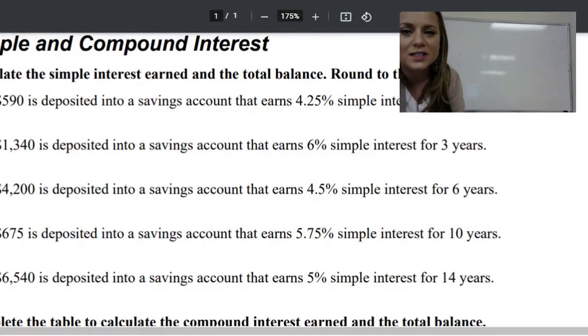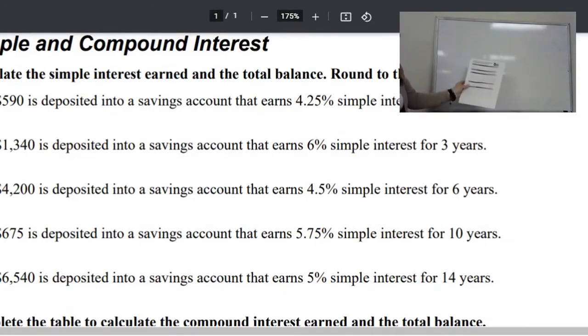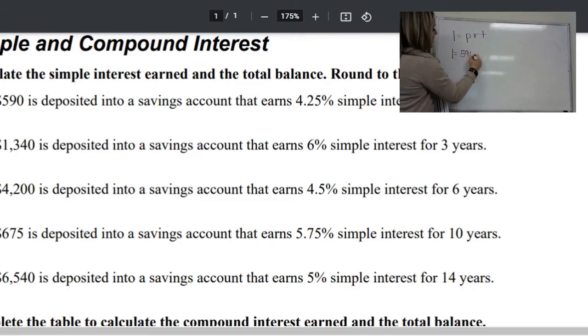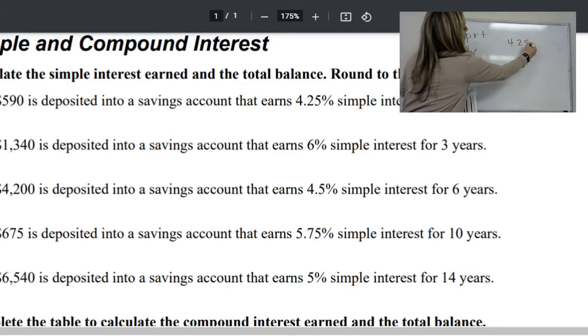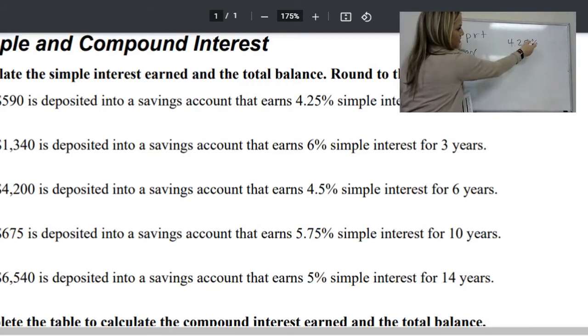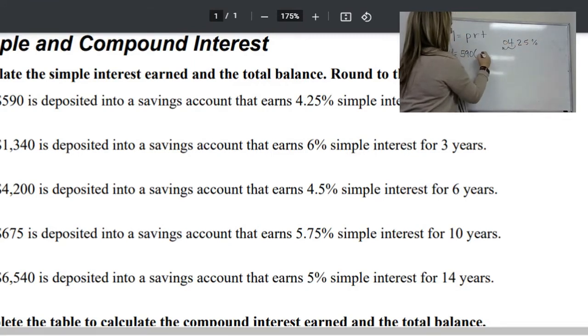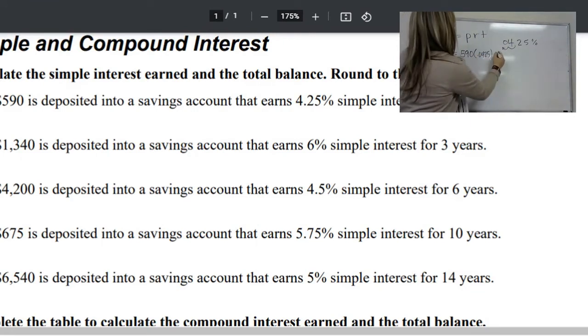$590 is deposited into a savings account that earns 4.25% simple interest for 3 years. We're going to start with our formula. Simple interest, we know it is I equals PRT. The principal, how much we are putting in, is $590. And the rate, it says 4.25%. Now, remember, we cannot multiply by 4.25%. We've got to move this decimal 2 places to the left, so it's actually 0.0425. And the time is 3 years.